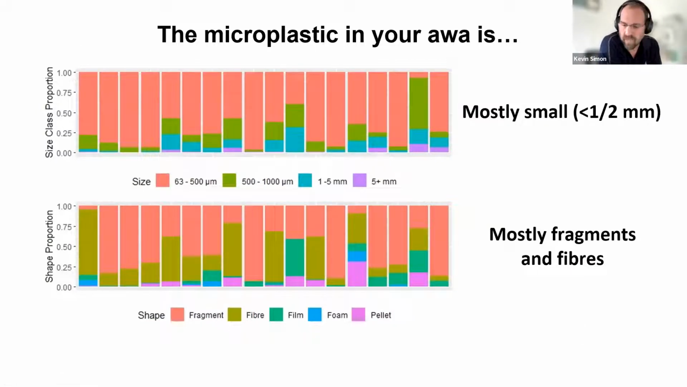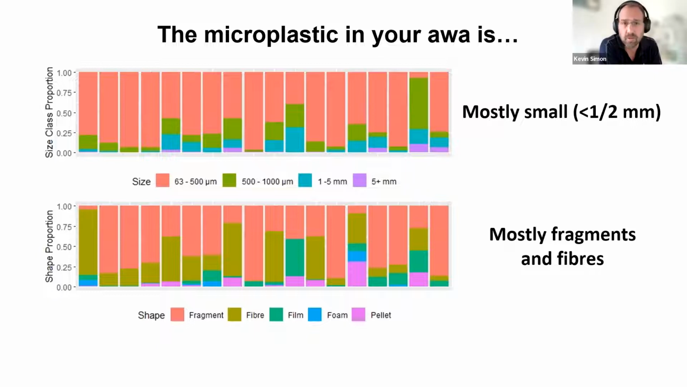And so that microplastic that's in your awa, what is it? The top panel here is just showing you the distribution of different sizes of those microparticles. For the most part, the microplastic that we find is quite small, less than 500 microns. We went down to 63 microns in size. The vast majority of those microplastics are quite small.